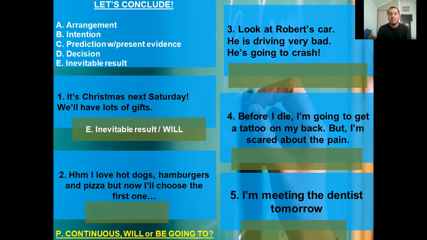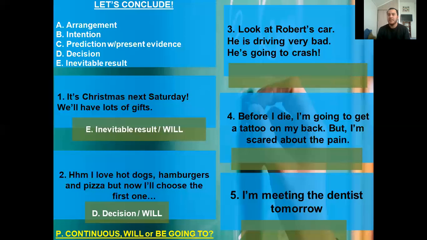So that is an example of an inevitable result. It is going to happen, yes or yes. And as you could see, the example we will have has this structure, the use of will. Number 2 says, I love hot dogs, hamburgers, and pizza. But now I'll choose the first one. That is an example of a decision. And remember that decisions are used with will.